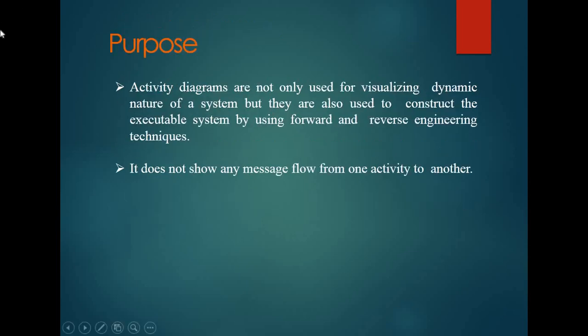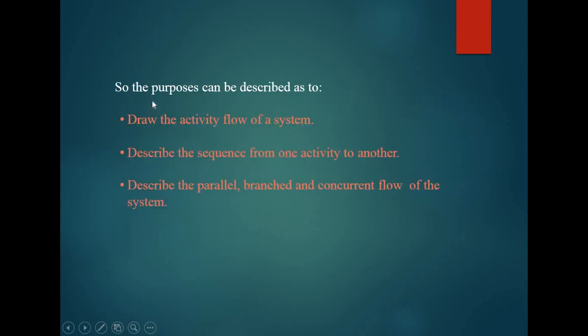activities. Purpose of the activity diagram are not only used for visualizing dynamic nature of a system, but they are also used to construct the executable system by using forward and reverse engineering technique. It does not show any message flow from one activity to another. Purpose can be described as draw the activity flow of a system, also describe the sequence from one activity to another, and describe the parallel, branched and concurrent flow of the system.